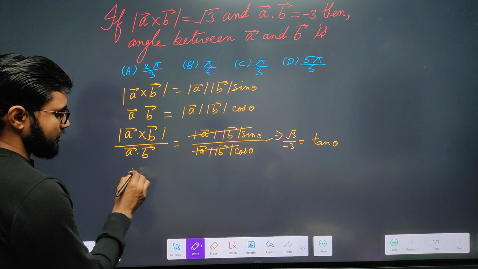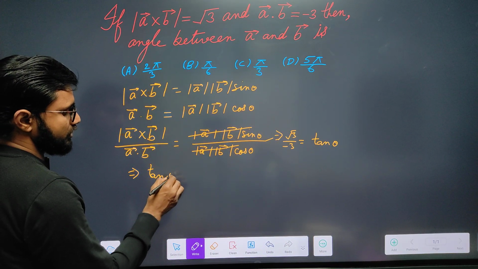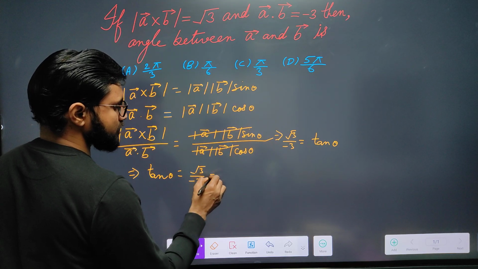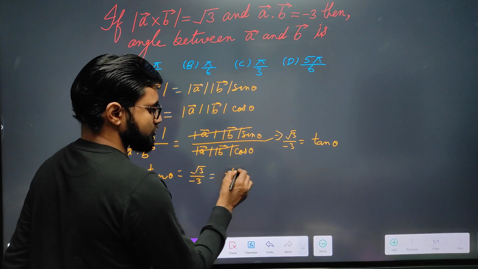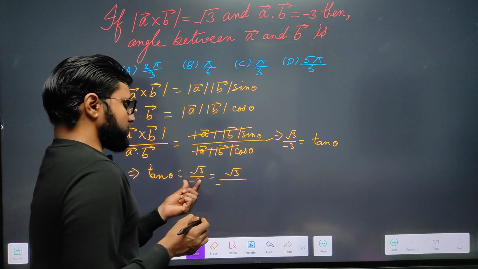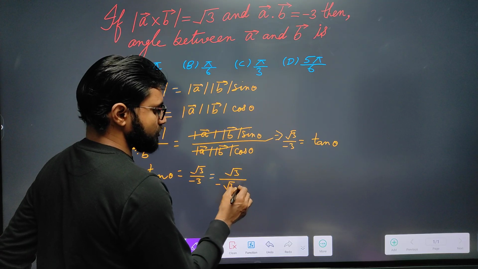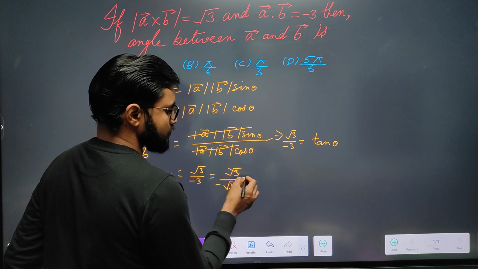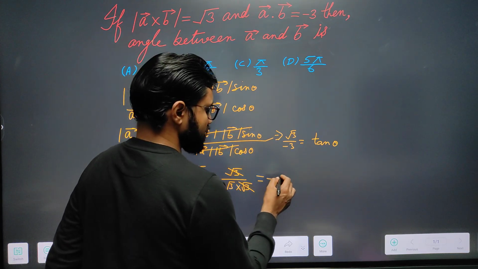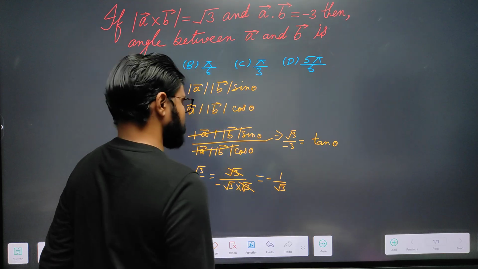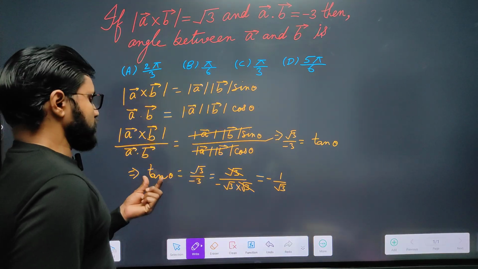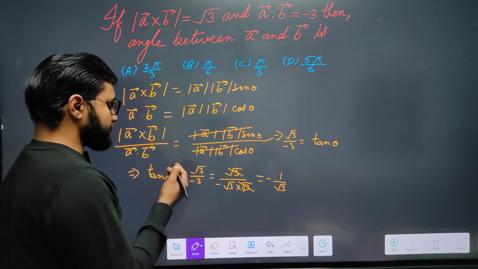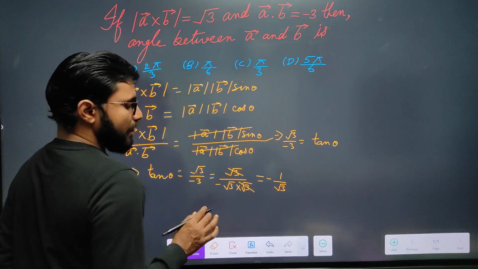So from here we get tan theta equals √3 by -3, and it is also written as √3 upon 3, where we can write 3 as √3 into √3, or we can say √3 whole square. So one √3 cancels out, it becomes -1 by √3. And as we know, tan theta equals 1 by √3 where theta is 30 degrees.